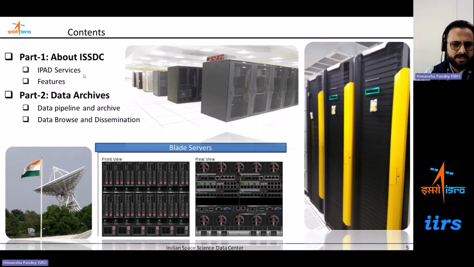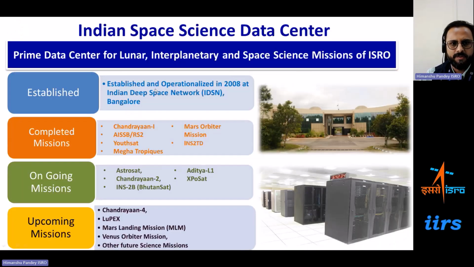I'll be just touching a little bit about ISDC as well as the data archive. The data center was established and operationalized in the year 2008 at IDSN. Till now, many missions have been supported and completed: Chandrayaan-1, RISAT-2, YOUTHSAT, Megha-Tropiques, Mars Orbiter Mission, and INS-2. The ongoing missions are ASTROSAT, Chandrayaan-2, INS-2B, Bhutan-SAT, Aditya-L1, and EXOSAT. There are upcoming missions for which we are already making the data center ready: Chandrayaan-4, LEOPEX, Mars Landing Mission, Venus Orbiter, and other future missions of ISRO.